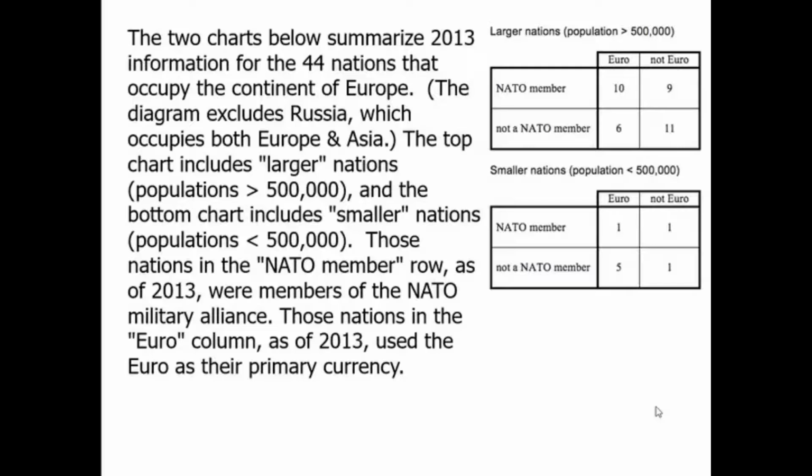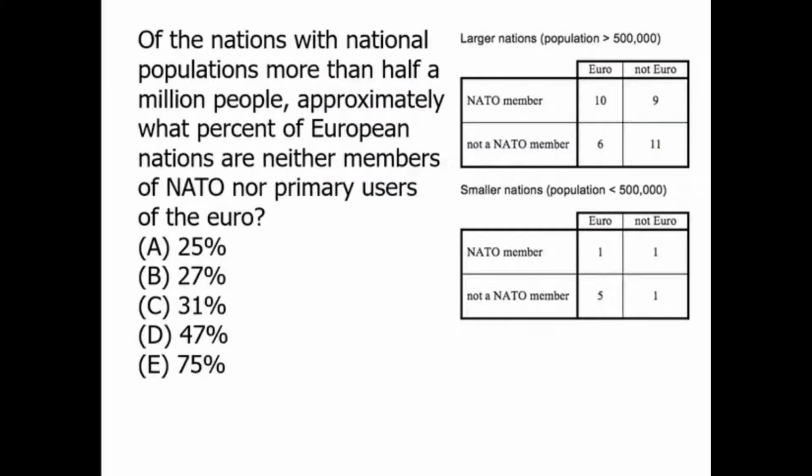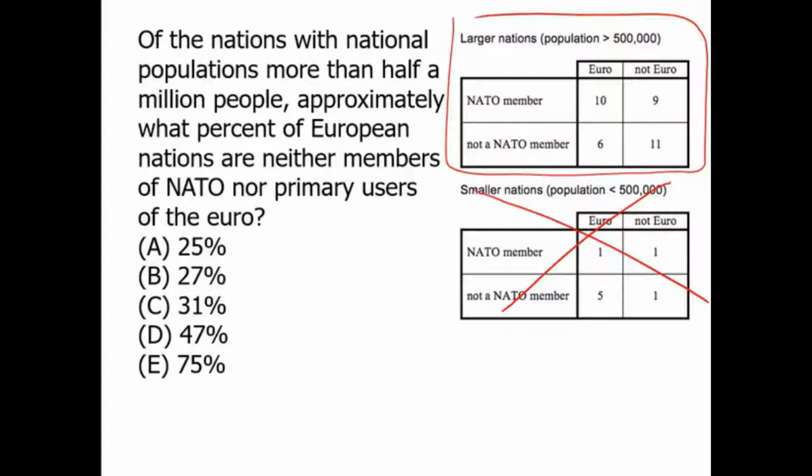All right, so these charts summarize 44 nations in Europe and break it into larger nations and smaller nations, more than 500,000, and it tells us whether they're NATO members or not and whether they use the euro or not. So this question says, of nations with national populations of more than 500,000 people. So right there, we're not even looking at this bottom. We're only looking at the top. What percent of European nations in this category are neither members of NATO nor primary users of the euro?